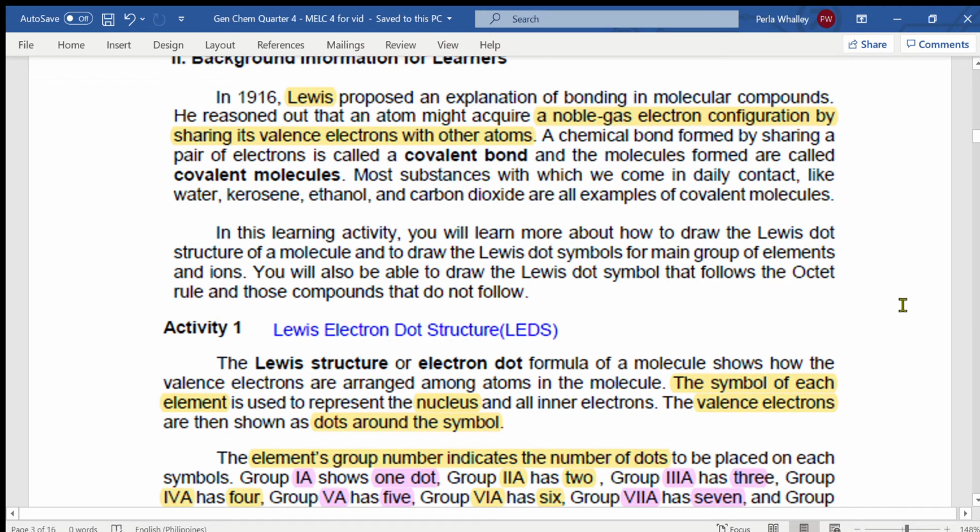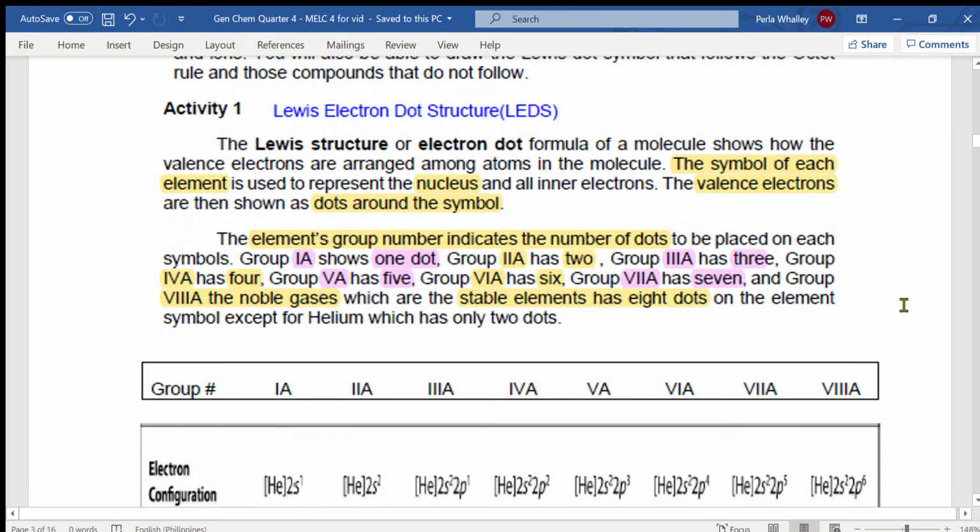Let us start. Lewis proposed an explanation of bonding in molecular compounds. He reasoned that an atom might acquire a noble gas electron configuration by sharing its valence electrons with other atoms. A chemical bond formed by sharing a pair of electrons is called a covalent bond, and the molecules formed are covalent molecules. Let's go to activity 1.